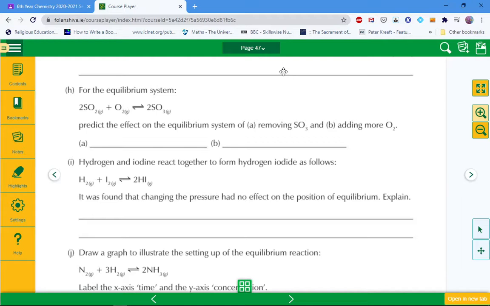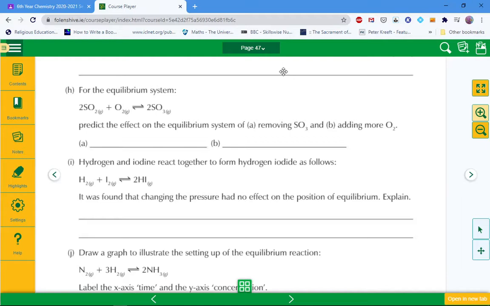Now, if you're removing SO3, what you're doing is you're decreasing the amount of SO3 available. So that's the stress you're putting on the system. Okay. In order to counter that stress, the system wants to produce more. It wants to replace what you've taken out, meaning that the position of equilibrium will move to the right-hand side over here.